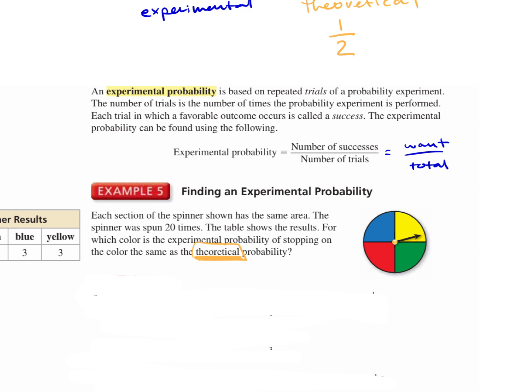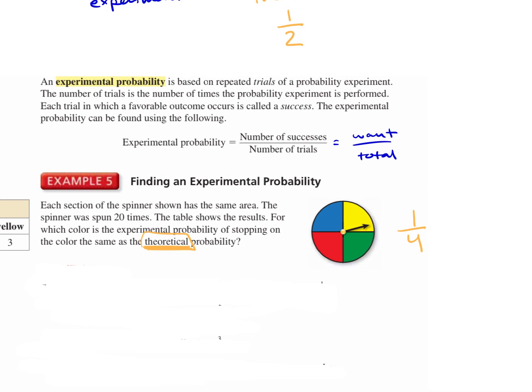So our theoretical probability, how did you know that? Because there's 4 different equal sections. So what's the probability of me landing on blue? 1 out of 4, or 25%. What's the probability of me landing on yellow? 1/4, same thing. What's the probability of me landing red? 1/4, and green? 1/4. So our theoretical probability, if this were a perfect world, would be 25% each time.